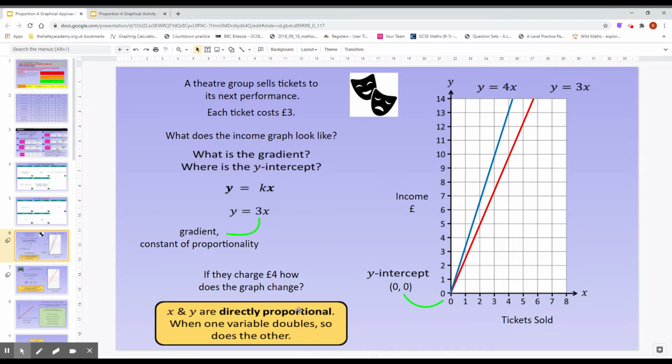x and y are directly proportional. In this case, x and y are directly proportional because if one variable increases, the other increases. So the relationship between the ticket price and the number of tickets is directly proportional.